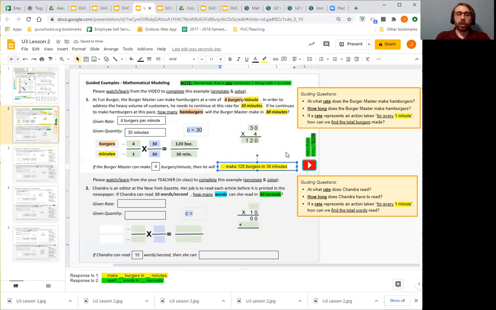We're going to talk about Chandra as an editor at a newspaper when we meet together for class.